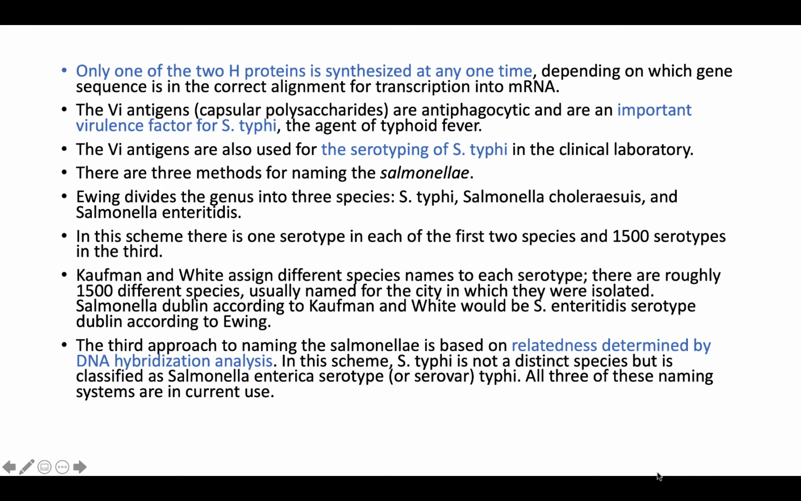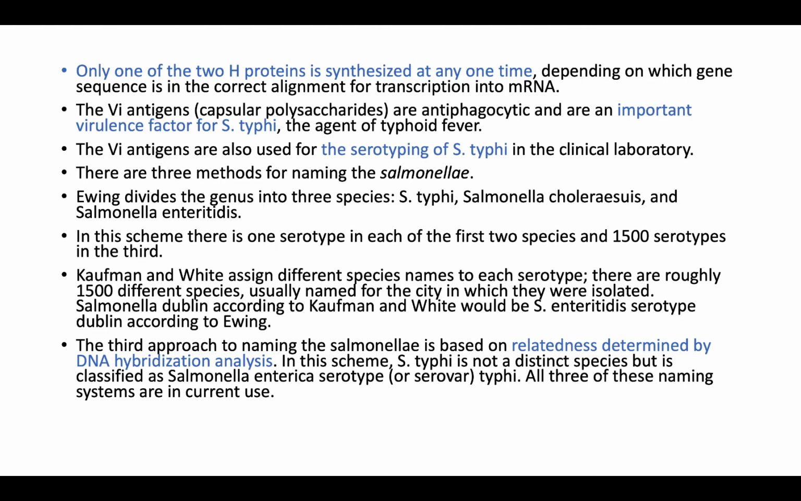So if you want to really remember one of these, you have to remember the VI antigen. You use it as an important virulence factor, and it is important for serotyping. Serotyping is what we do in the lab to serotype Salmonella typhi.